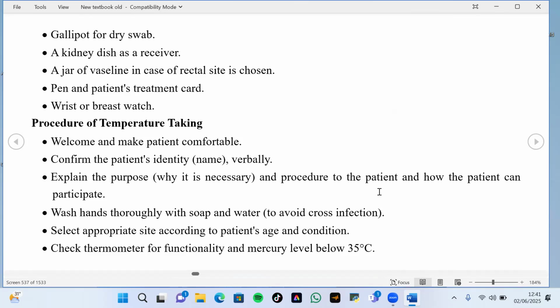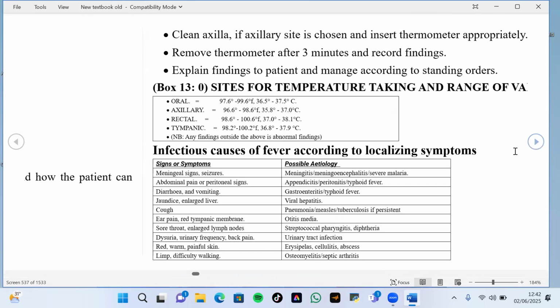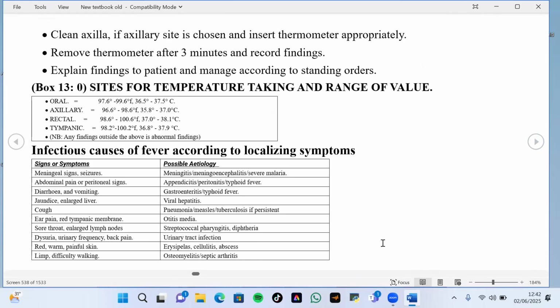Check thermometer for functionality. You will have to do that. And check the mercury level before use so that you determine the accurate temperature. You have to make sure that the mercury is inside the bulb before you can take temperature. Clean the axilla if you chose axilla and insert thermometer appropriately. Remove the thermometer after 3 minutes. But ideally, why would you give 3 minutes? Because as you're taking temperature, you are likely going to take the pulse and respiration. Each of them is 1 minute. Then explain the findings and manage these patients according to your standing orders.